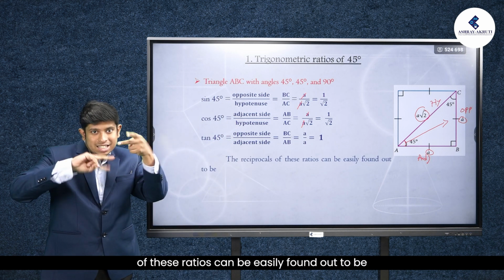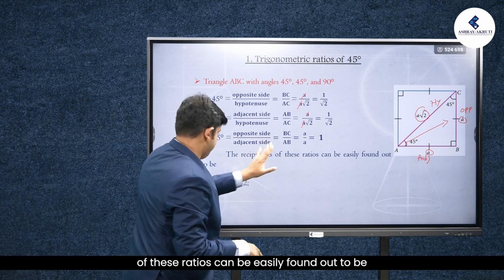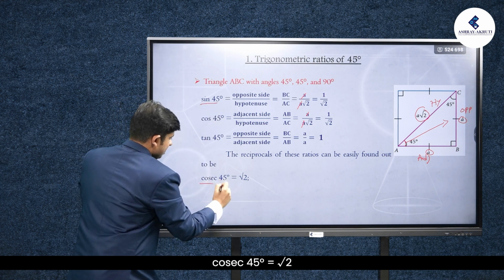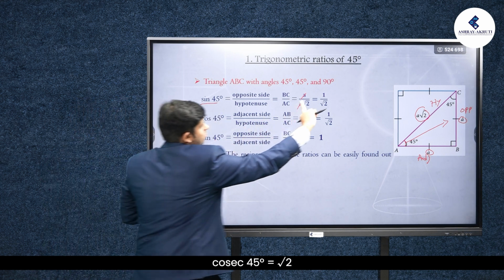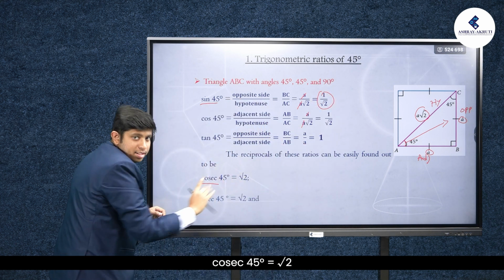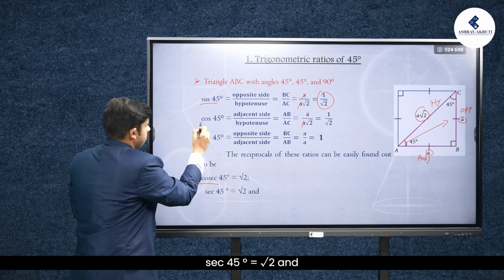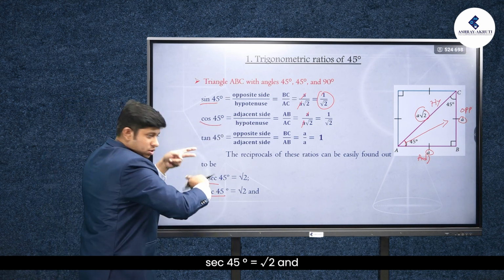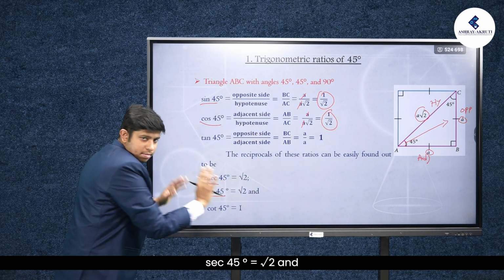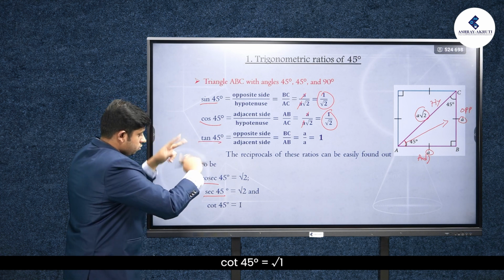The reciprocals of these ratios can be easily found out to be cosecant 45 degrees is equal to root 2. Secant 45 degrees is equal to root 2. And cot 45 degrees is equal to 1.